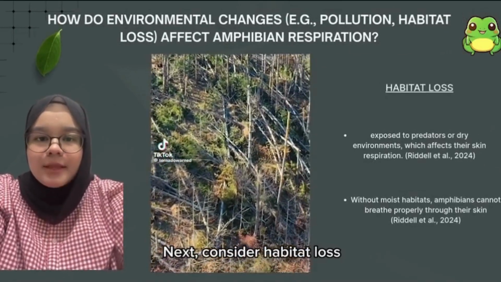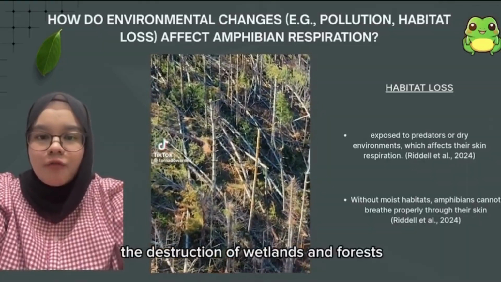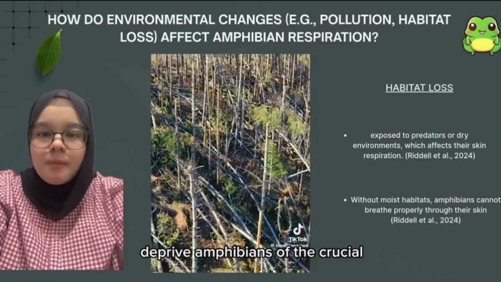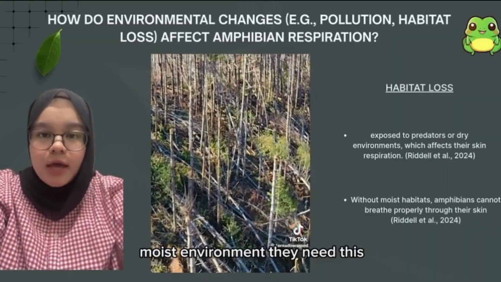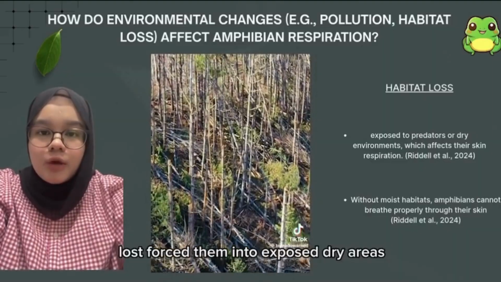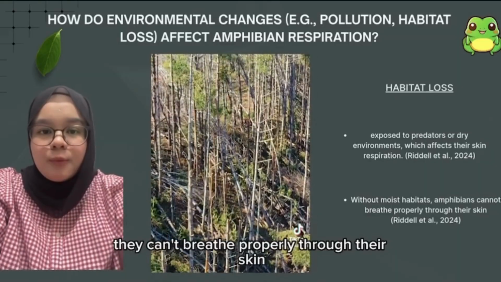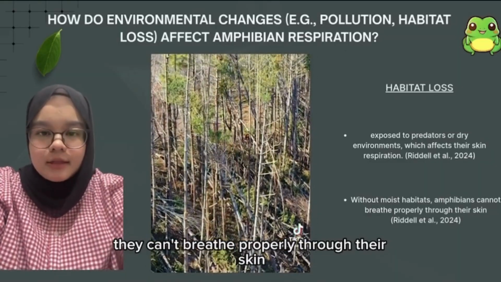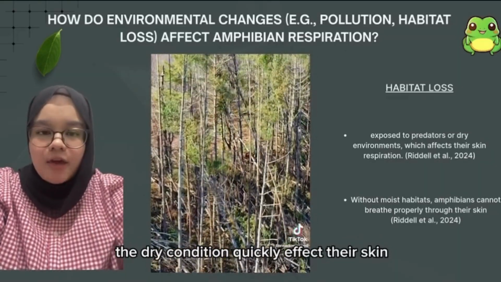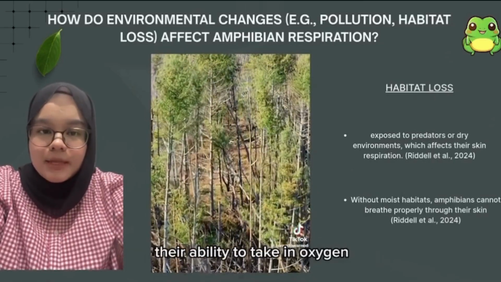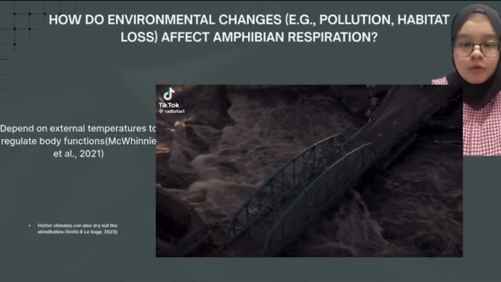Next, consider habitat loss. The destruction of wetlands and forests deprives amphibians of the crucial moist environment they need. This loss forces them into exposed dry areas. Without a moist habitat, they cannot breathe properly through their skin. The dry conditions quickly affect their skin respiration, severely limiting their ability to take in oxygen.